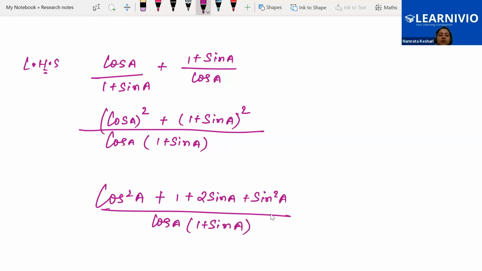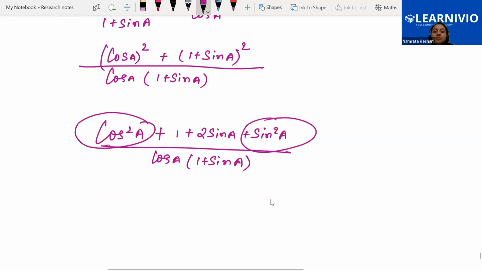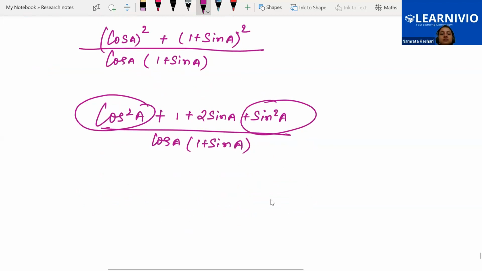Okay, now can you see this cos square and sin square? We can use the identity over here. Only three formulas we have in hand, and one of the formulas we can apply over here. Yes or no? It will be just 1. Okay, plus 1 plus 2 sin A.